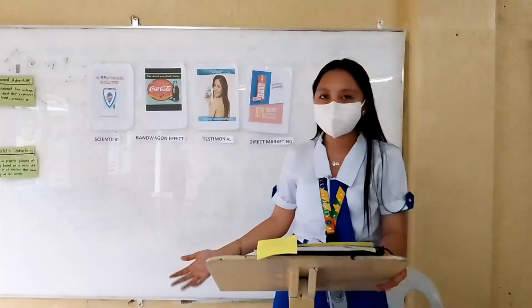Your answers on the board are correct. For our next activity, I want you to group yourselves into 4 groups. Okay? Okay, now that you already have a group, lend me your ears for the instruction. On a short bond paper, I want you to create a graphic organizer showing the differences between 2 advertising techniques. I will assign 2 advertising techniques to every group.